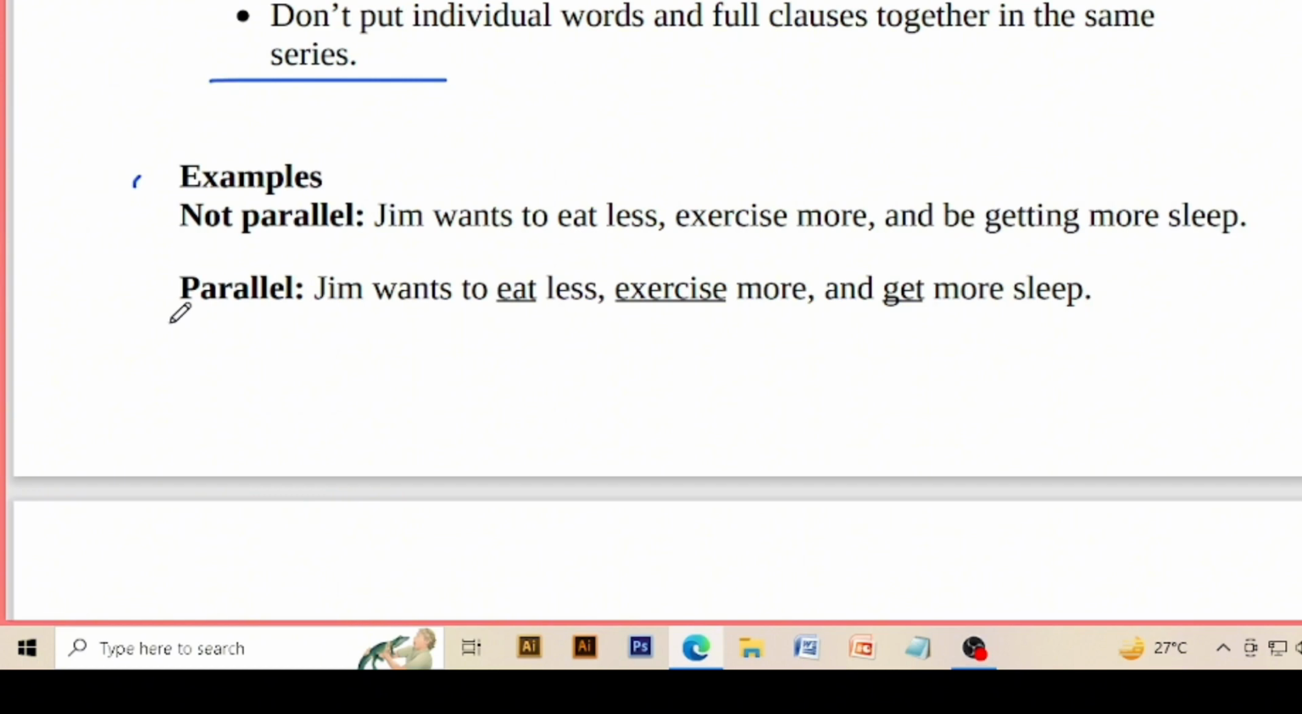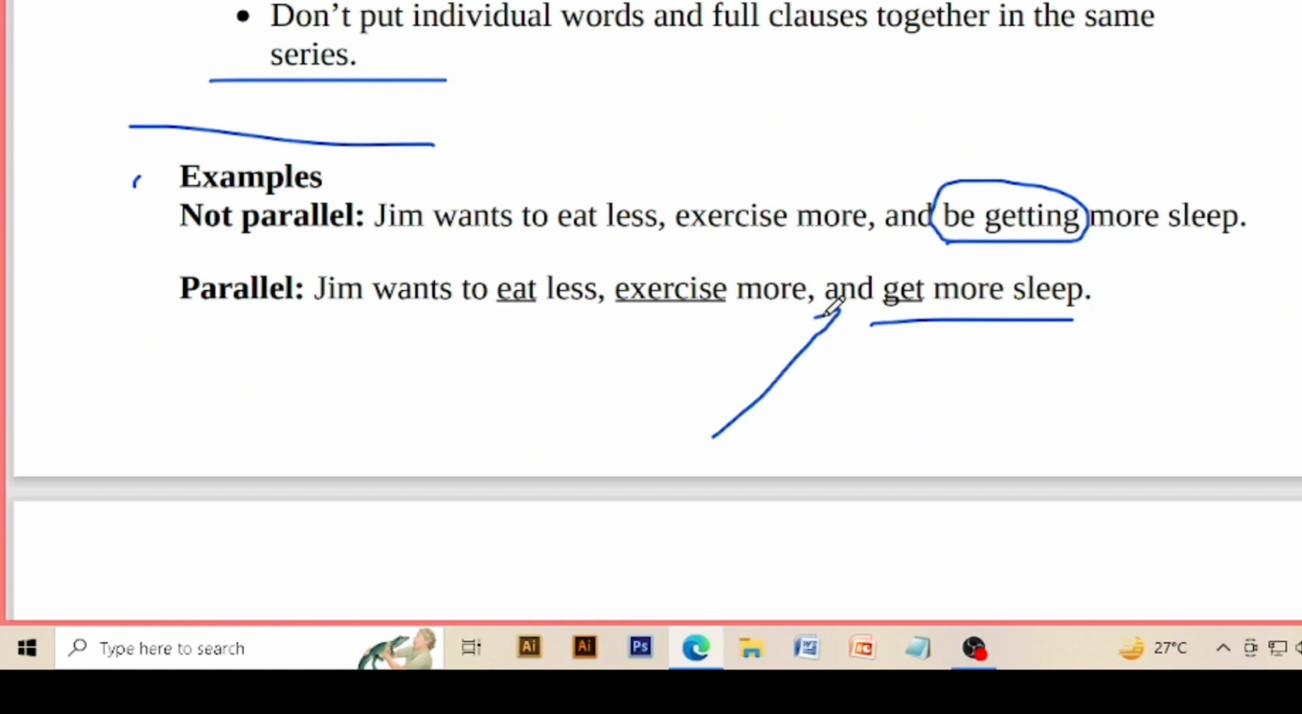So which sentence are, we have to mainly identify if they are parallel sentences or not parallel sentences. So Jim wants to eat less, exercise more and be getting more sleep. This means this is a non-parallel sentence. Okay, Jim wants to eat less, he exercises more and get more sleep. So ekhane ki hoche, rule number 3 use hoche. That ekhane same tense byabohar hoche.